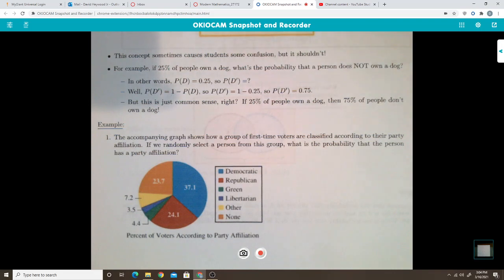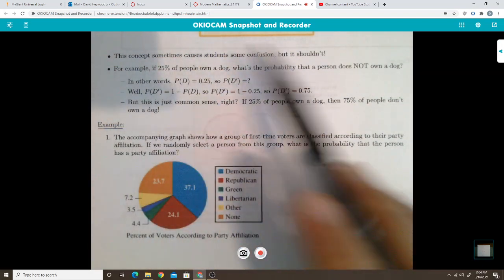In other words, we could say probability of D for dog, right? So the probability that they own a dog is 0.25, right? Because 25% is 0.25. So we're told that the probability they own a dog is 0.25. And the question is, what's the probability that they don't own a dog, right? What's the probability of dog complement?